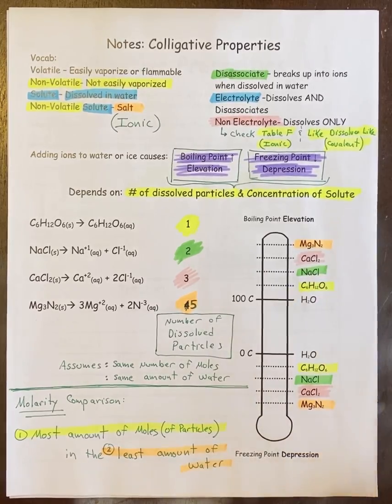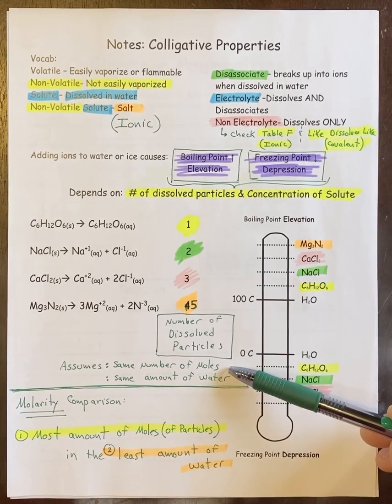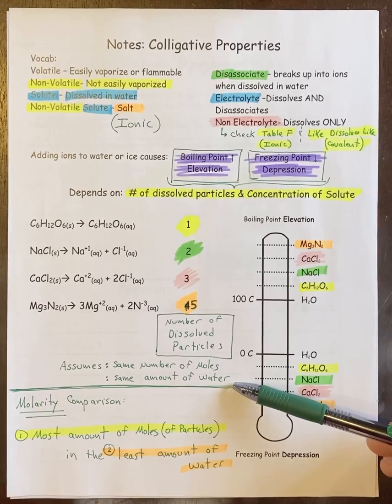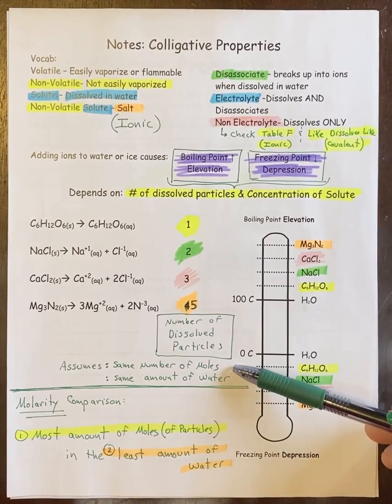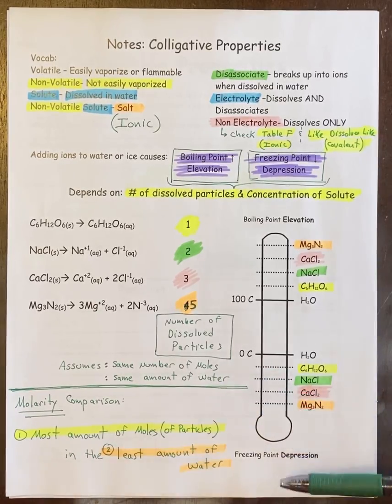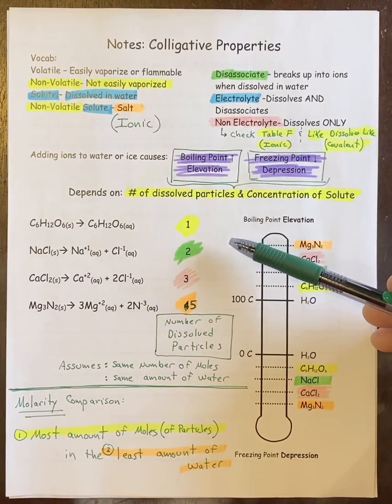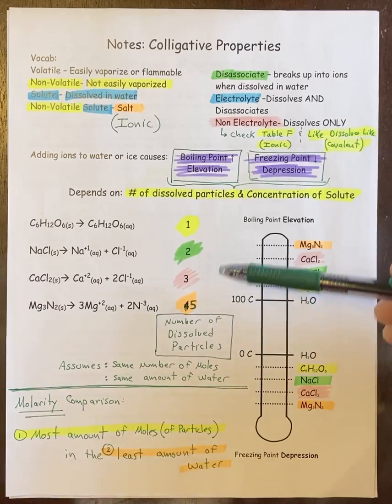Okay, so now this effect is based off two things. The number of particles, I'm going to use the word moles, we could use the word particle or ion, it all basically means the same thing. The number of dissolved particles and the amount of water. So you want to have the most amount of moles or the most amount of particles or ions in the least amount of water. That will give you the most concentrated solution, and then that's how this works. Now, the comparison that I gave you is assuming we have one of each, and we're assuming we have the exact same amount of water, and so that's how these stack up.